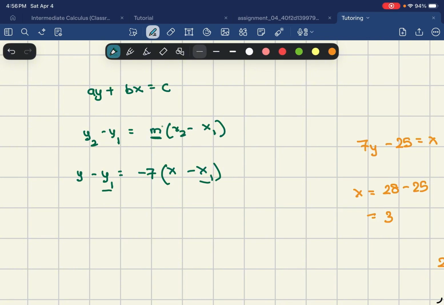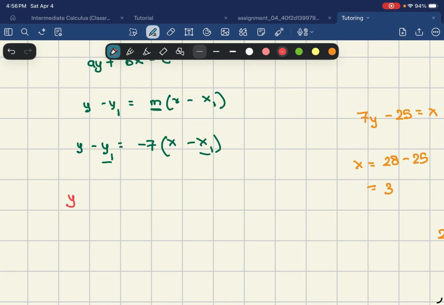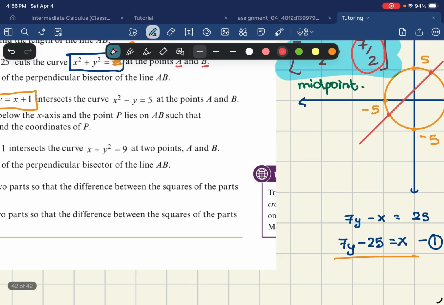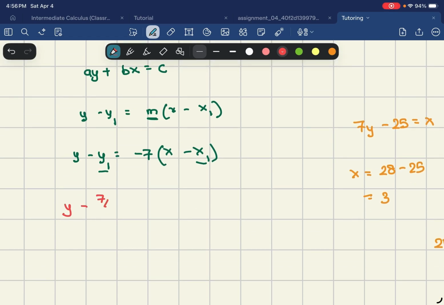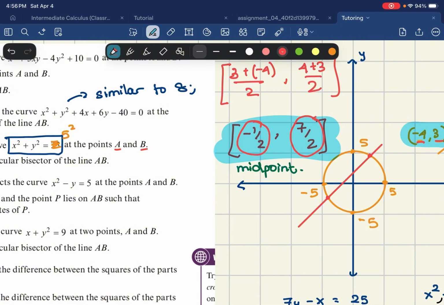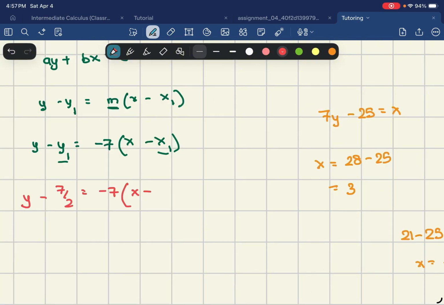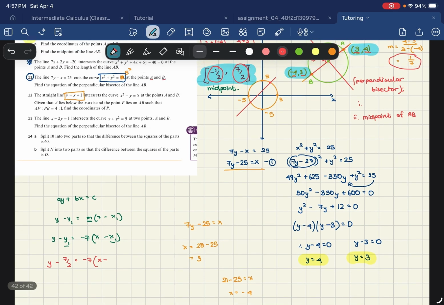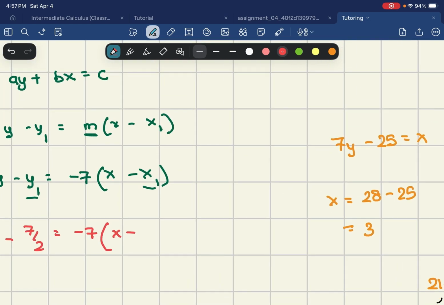So this is the formula, actually. You don't want to remember the 2's. You can just erase them, but you want to remember this formula. And now, y1 is going to be the one point I know, which is the midpoint. It passes through the midpoint. So that point is -1 over 2, 7 over 2. So y minus 7 over 2 is equal to -7 times x minus -1 over 2, right? I'm so sorry if the video cut off very abruptly.